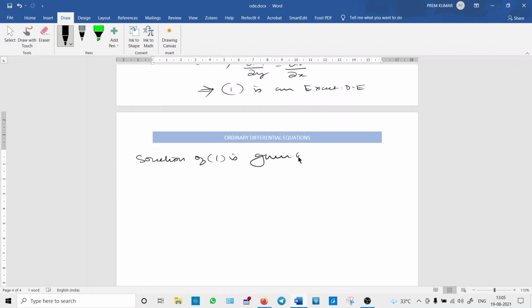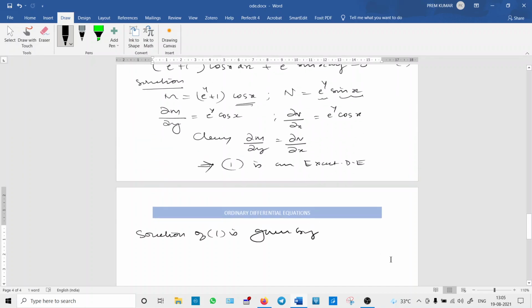Solution of 1 is given by, directly I can write it. See here, this is M. So what we are going to do? Integrate M partially with respect to x, keeping y as a constant, plus integrate N, the terms that are independent of x. There is no term independent of x because x is multiplied. If suppose e^y plus sin x is there, then I can consider only this term, but it is in product, so like this term is not available. So this is equal to a constant.